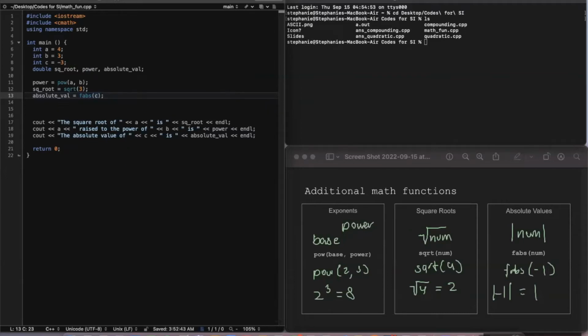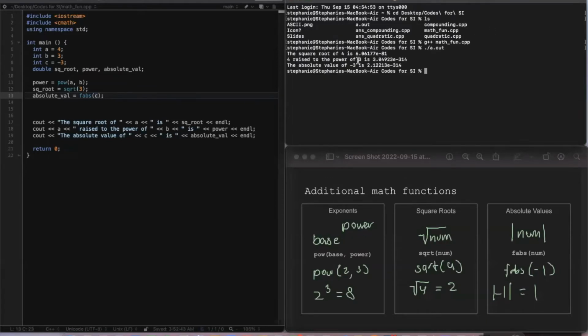So I'm going to do g++, this is math functions. All right, no errors and warnings, so that's great. Run it out. Okay, what the heck just happened here?